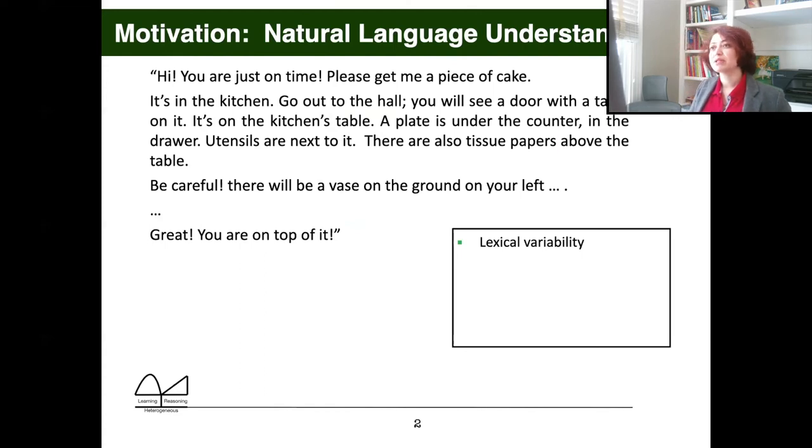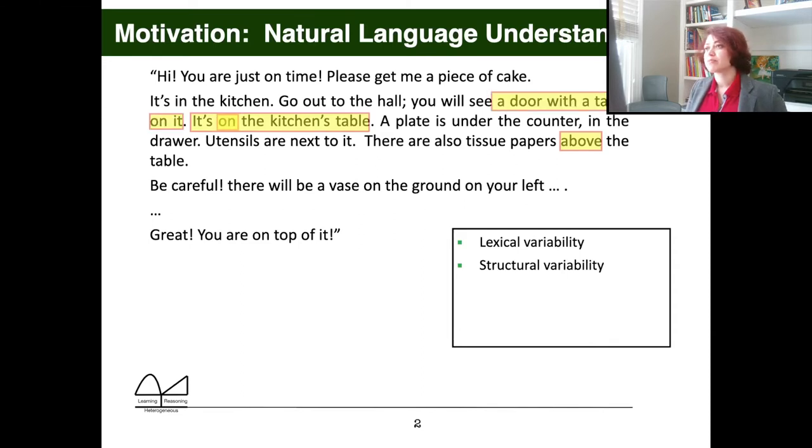like lexical variability. For example, you see words like above and on, which have similar semantics but are different words. We also have structural variability, like you can say the cake on the kitchen's table, or a table with a cake on it. It's a different structure, but similar semantics. We have polysemy, like on can be temporal, spatial, or even metaphorical, as in you're on top of it. And this causes ambiguity in understanding natural language.